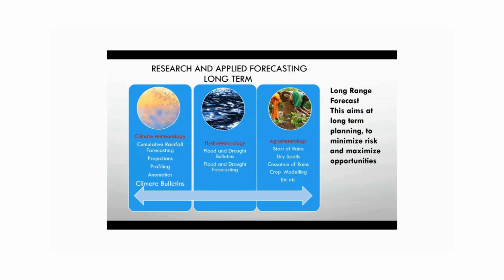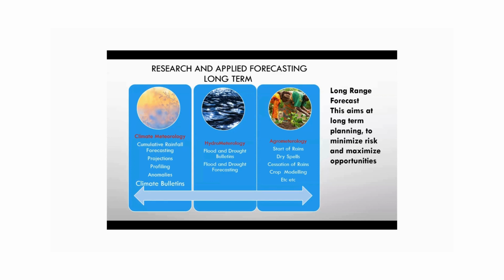So we come to the long-range forecast. The long-range forecast deals with a month, and then a season, and then projection, 30 years. We are now working on the 30 years. And that is within the applied meteorology side of the organization.